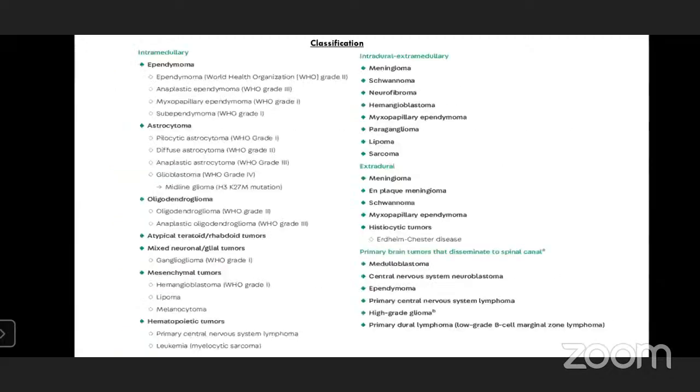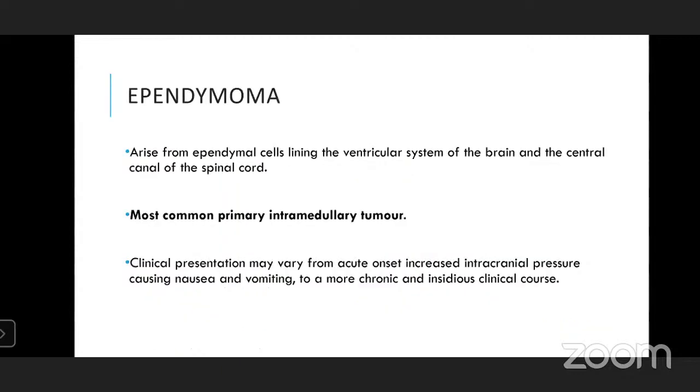So this table shows classification of various primary spinal cord tumors, which are divided as intramedullary: astrocytomas, oligodendrogliomas, atypical tumors, mixed glial tumors, mesenchymal tumors, and hemopathic tumors. They are divided into intradural extramedullary, and extra-brain tumors that disseminate to the spinal canal. So here we will discuss mostly the common primary spinal tumors and metastasis.